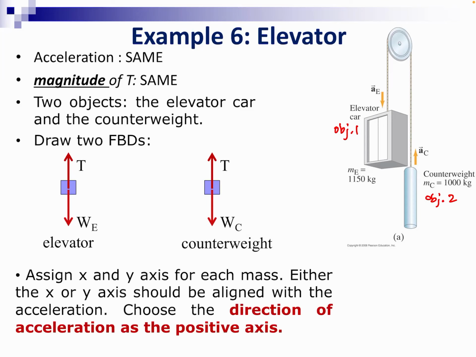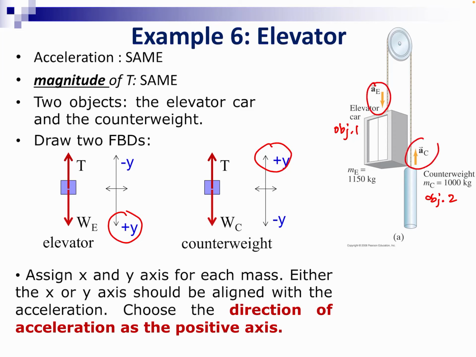Right, so we assign then the positive x and positive y axes. Direction of acceleration will be positive. We know the elevator car will move downwards and the counterweight will move upwards. So we assign the positive y for the elevator to be downwards. And then for the counterweight, we assign the positive y direction to be upwards, in the same direction as the accelerations of each of the objects.